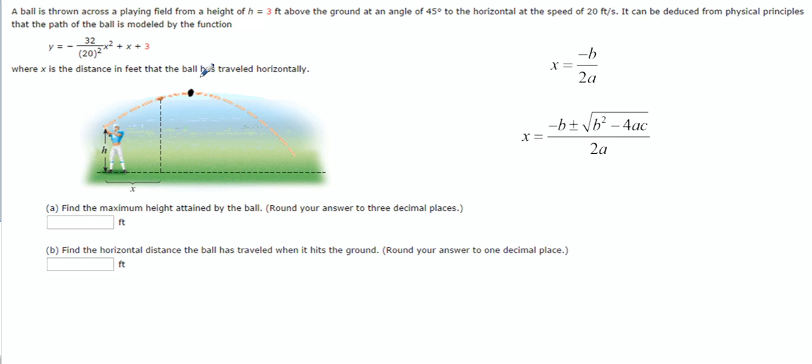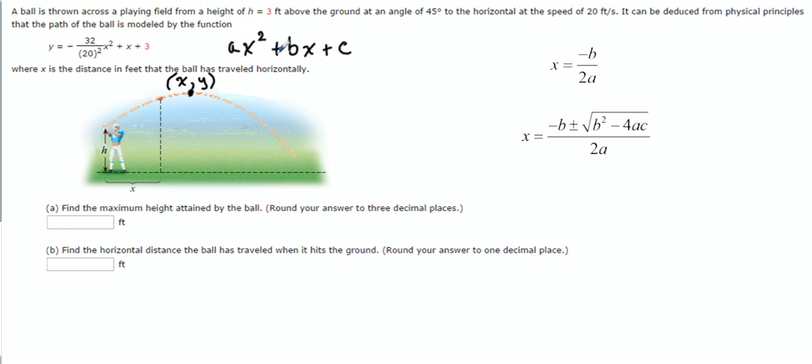is actually the y-coordinate of this vertex. The vertex is going to be where the parabola changes direction. So this point has an x-coordinate and it also has a y-coordinate. The x-coordinate is what we're going to find first, and we're going to use this formula here, x equals negative b divided by 2a.